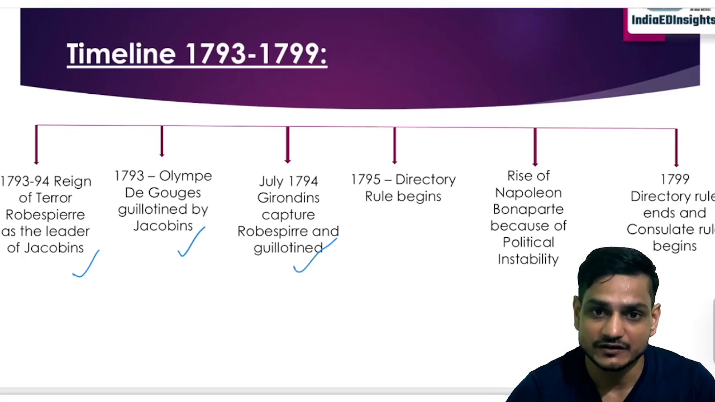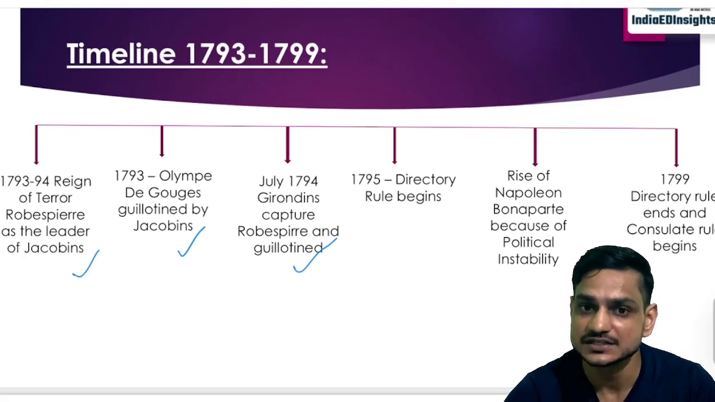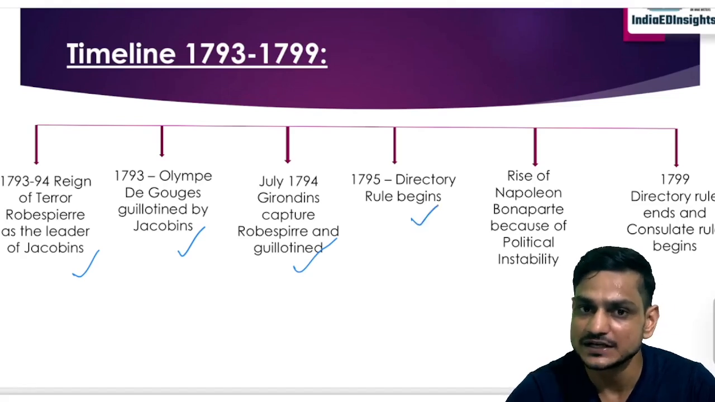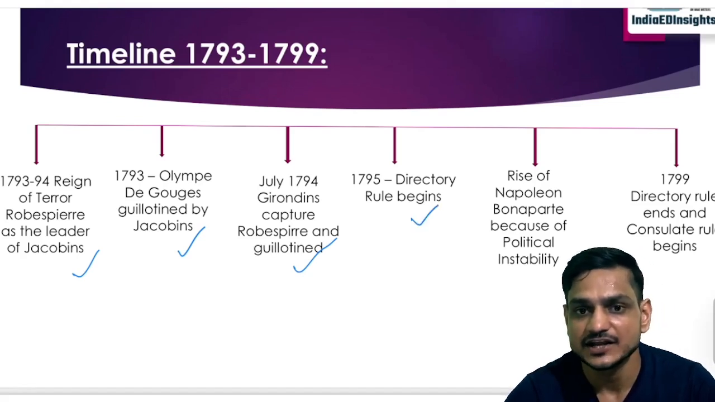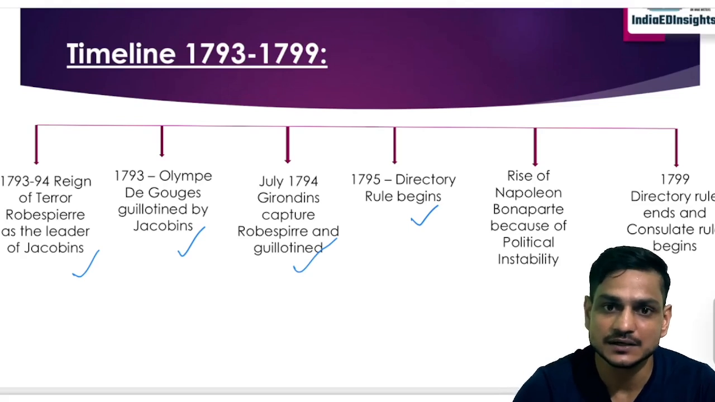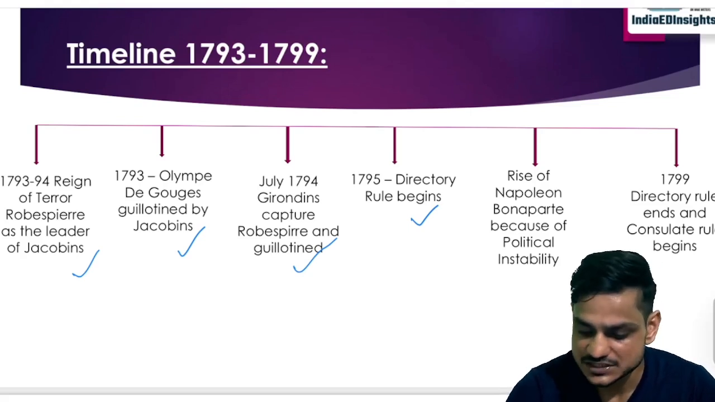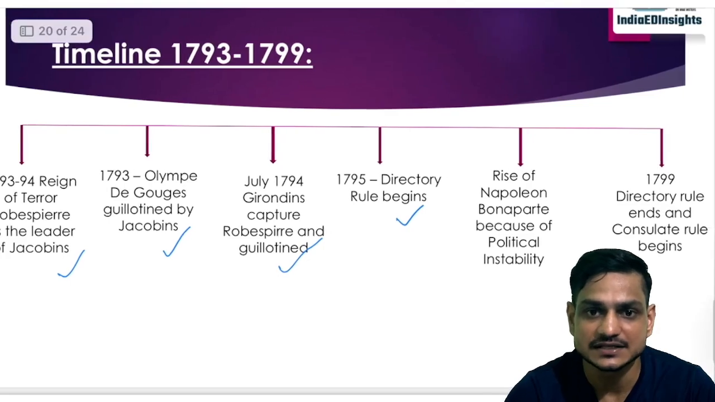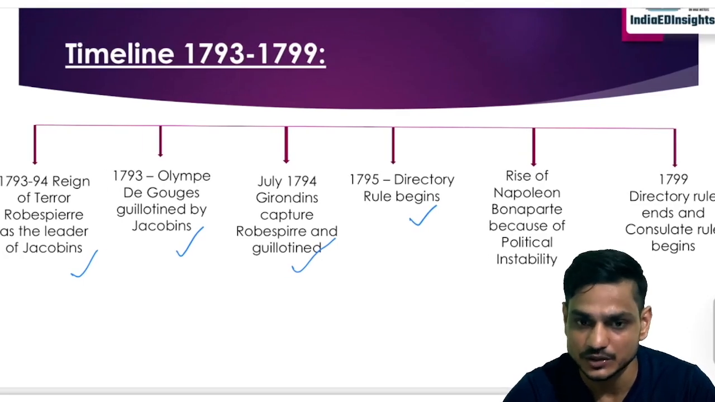The Girondins captured Robespierre and guillotined him and his supporters too. This event is known as the Thermidorian reaction. In 1795, the Directory rule begins, and after 1795 the Directory rule was very politically unstable. That's why from here itself, the rise of Napoleon Bonaparte starts. And in 1799, the Directory rule ends and consular rule begins under the leadership of Napoleon Bonaparte.